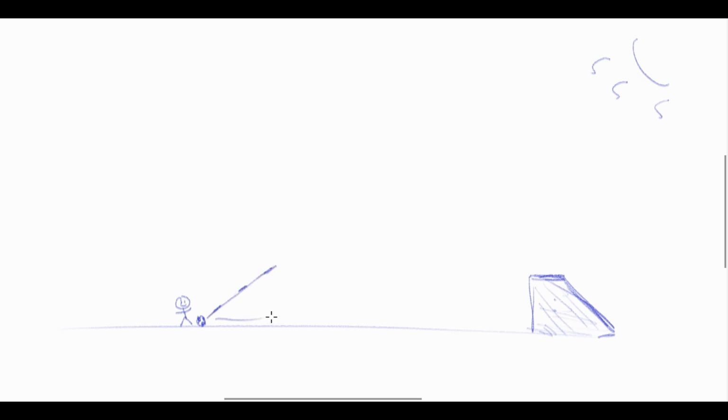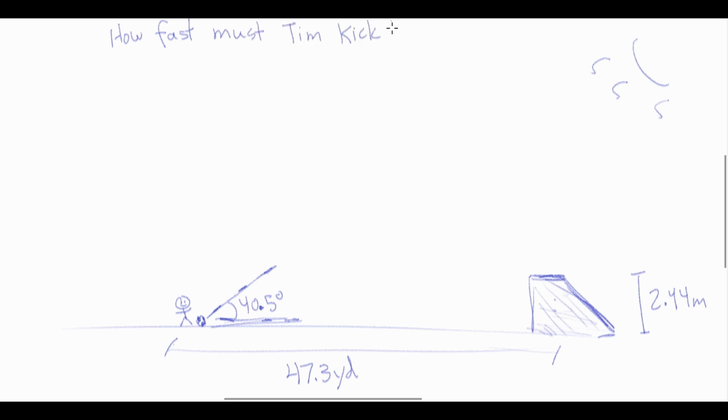Tim knows that on average he makes his free kicks at a 40.5-degree angle, and from his niche knowledge of the sport, he also knows the standardized height of a goal is 2.44 meters. If Tim sees he's standing 47.3 yards from the goal, how fast must Tim kick the ball so that it lands in the goal, just barely missing the top?